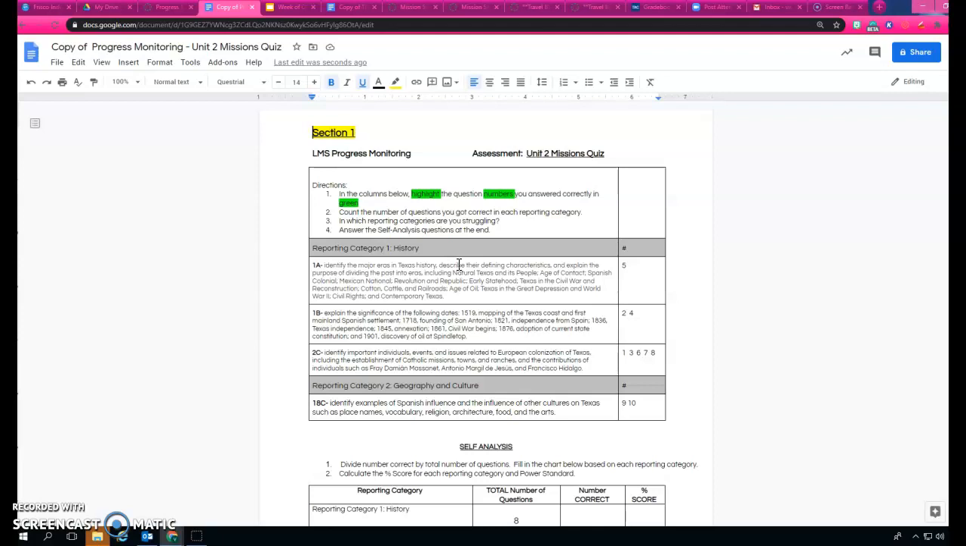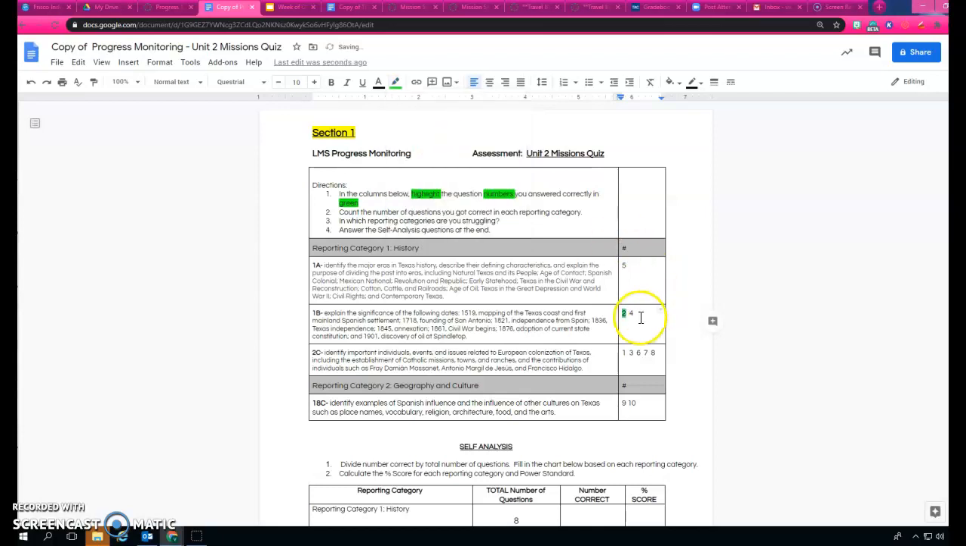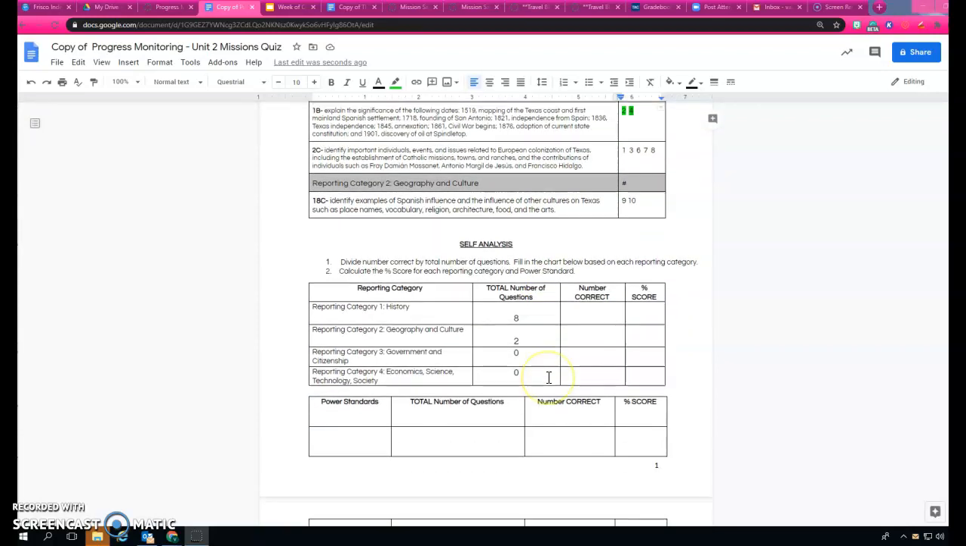Let me give you an example. Let's say that I got numbers 2 and number 4 right. So I'm going to highlight number 2 in green, and I'm going to highlight number 4 in green. Since I got those 2 correct, I've highlighted them here. And you're going to do that for all of the questions. So if you got all 10 of them right, you highlight every single question number. Then I'm going to continue to walk you through this.